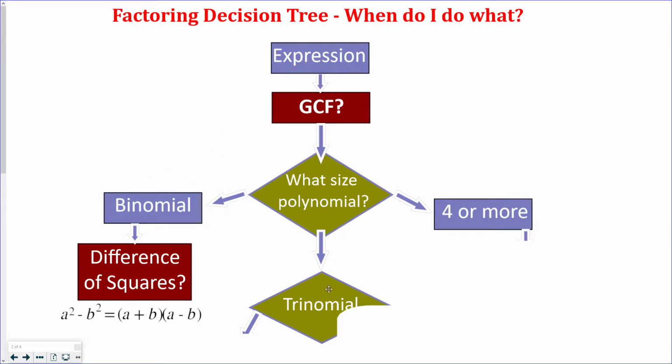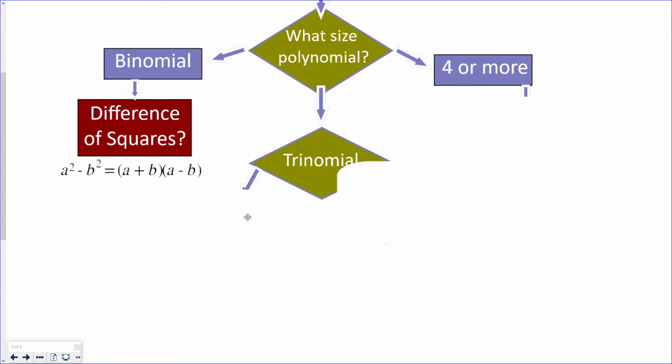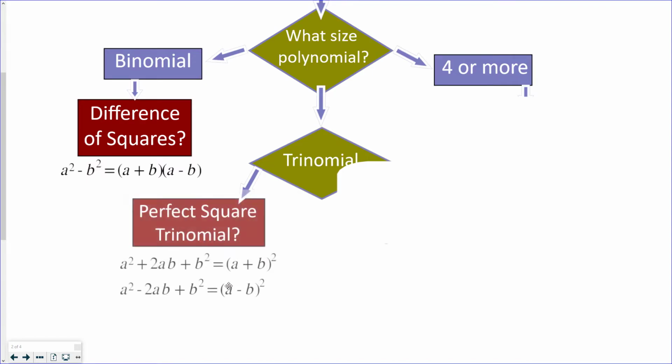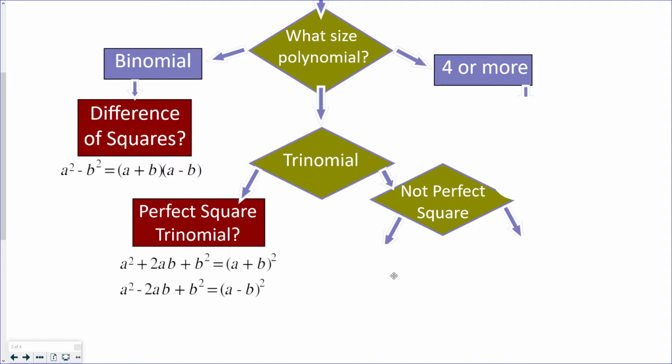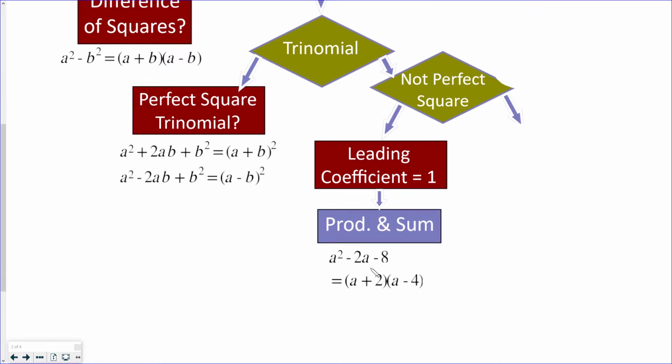If it was a trinomial, hopefully you already took care of that GCF, but we can start looking for something else. For example, is it a trinomial that happens to be a perfect square trinomial? This is a trick. This is a shortcut. You don't have to look for that. You can just use one of the other tools I'll mention in just a second. But you could look for that perfect square trinomial to match this pattern. If you don't want to look for a perfect square trinomial, then definitely ask yourself, is it an a value of 1? If it's an a value of 1, which we call the leading coefficient, we would call that a monic trinomial. And you can just use product and sum for that.